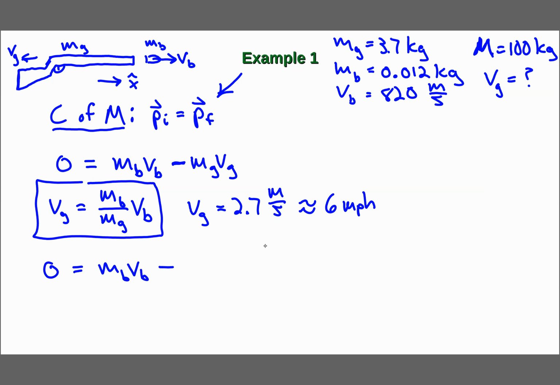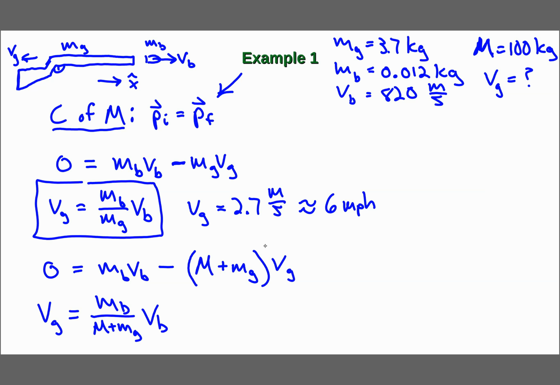Minus, now this object is a conglomerate object, just like when two objects stick together. With you holding the gun up against your shoulder, you're turning you and the gun into this conglomerate object where you have M plus mg, big M, our mass, plus the mass of the gun. And then that's this new VG. VG in this case is equal to MB over the sum, M plus mg, times VB.